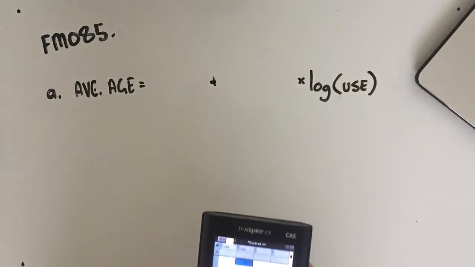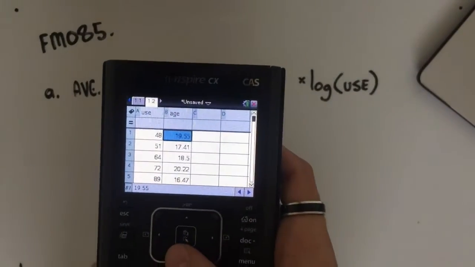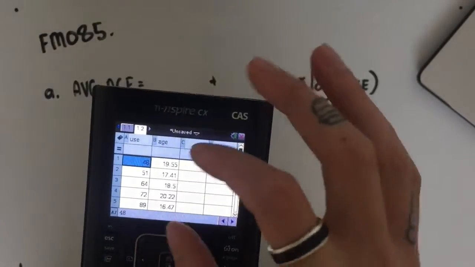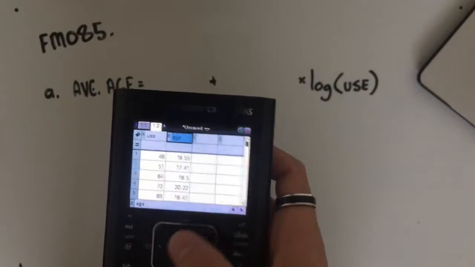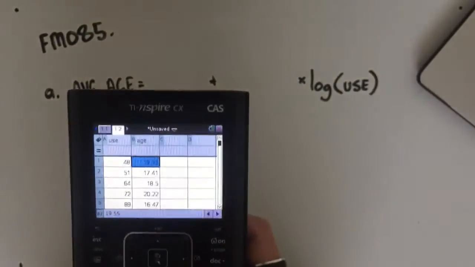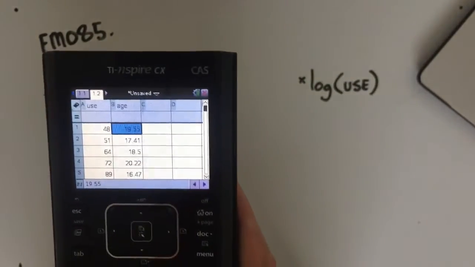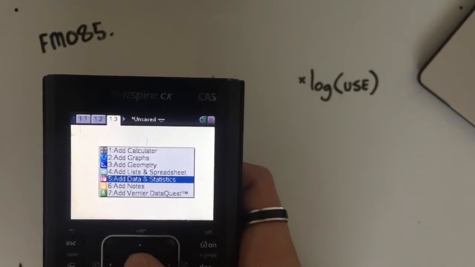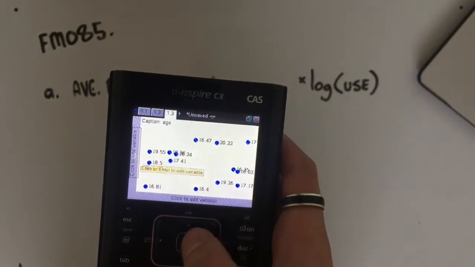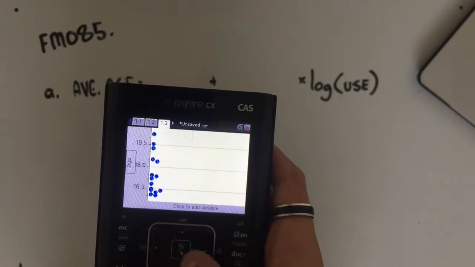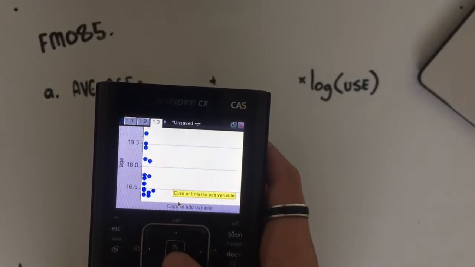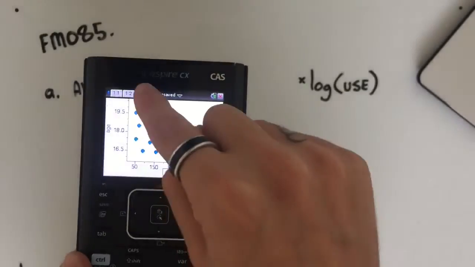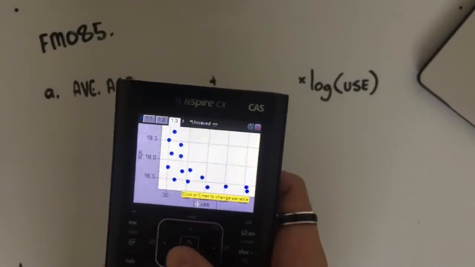So let me just get this up here. I've put the table into the calculator here. So over here, the use of hashtag InstaFood I've just abbreviated to use, and the average age I've just abbreviated to age, like so. So if we go Control I, or Control Insert, and then go down to Data and Statistics and select that. Now if we quickly whack in our age and the use of hashtag InstaFood, you can see that we've got this curve going on here. So that's our non-linear data.